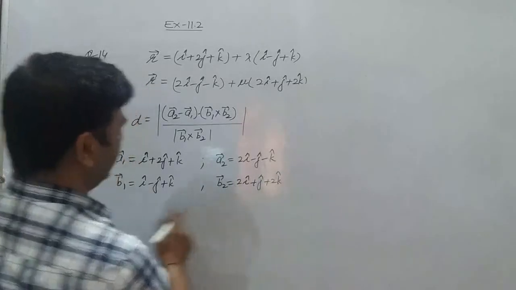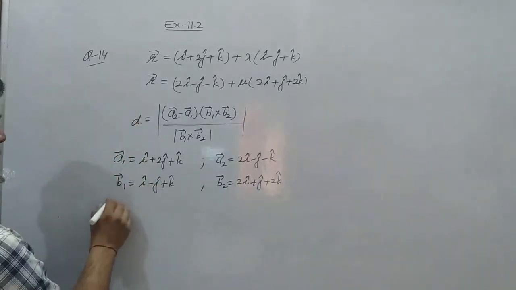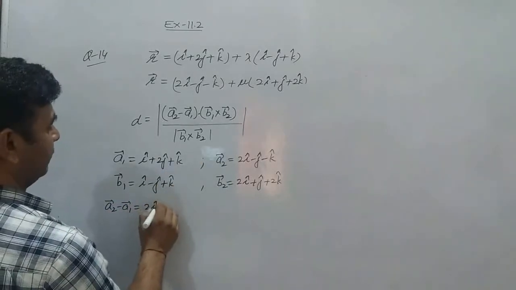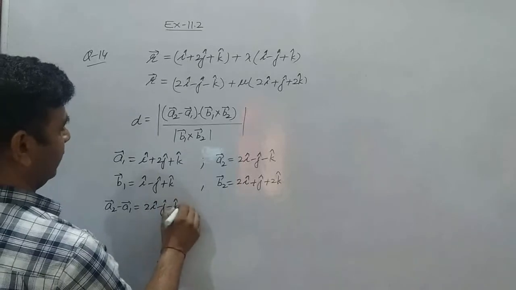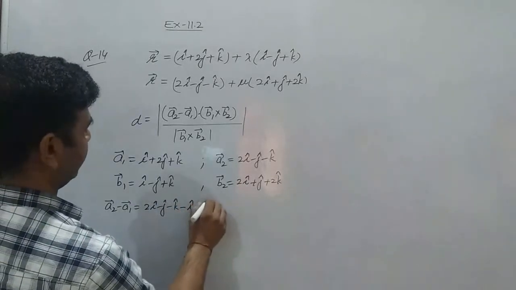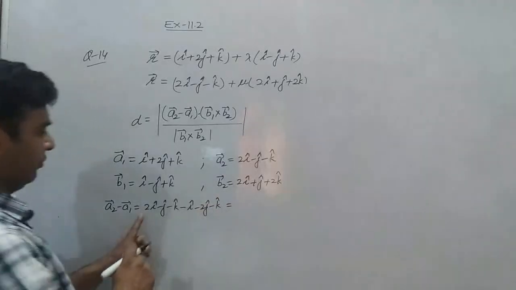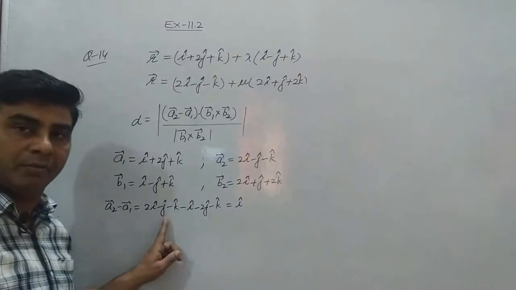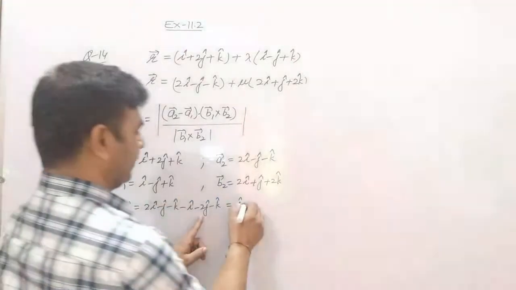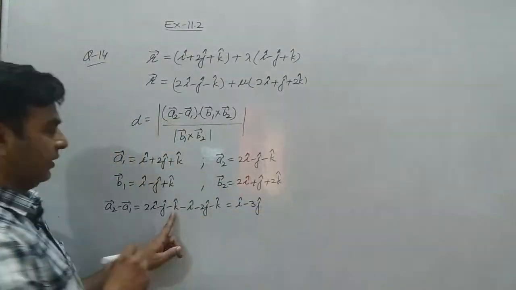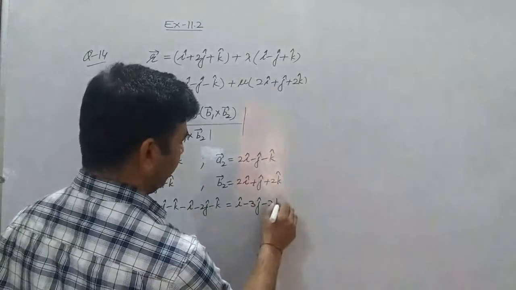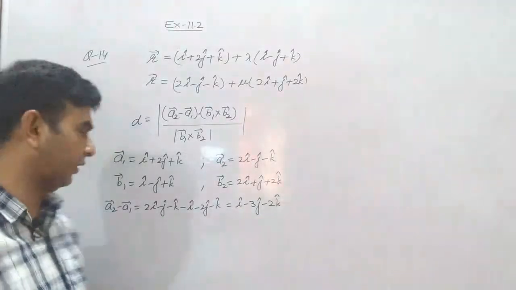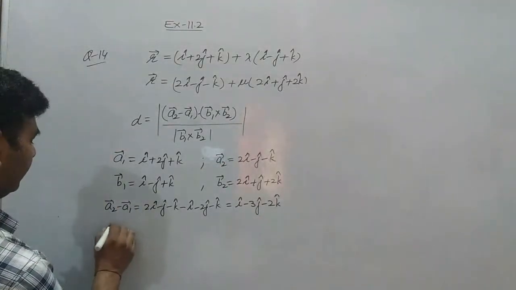So first of all, let me find the value of vector a2 minus vector a1. This is given by 2i cap minus j cap minus k cap minus i cap minus 2j cap minus k cap, and this will be equal to 2i cap minus i cap is your i cap, minus j cap minus 2j cap is minus 3j cap, minus k cap is your minus 2k cap. This is the value of vector a2 minus vector a1. Now what will be the value of vector b1 cross b2?